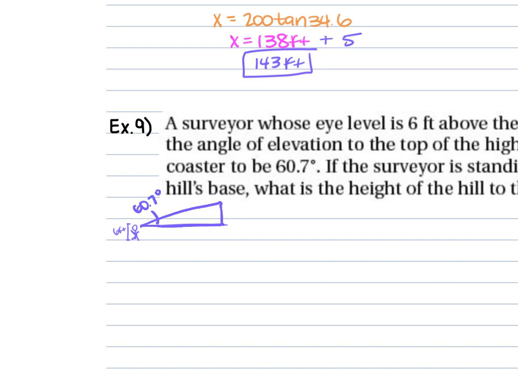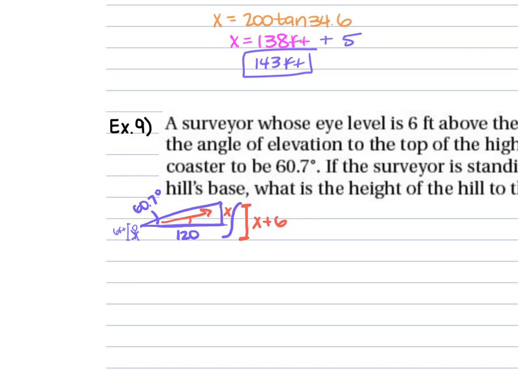If the surveyor is standing 120 feet, so this is here, from the roller coaster, so this is the top of the roller coaster. What is the height of the hill to the nearest foot? Okay, so, really not roller coaster, it's a hill, I'm sorry. I'm looking at a picture and doing this at the same time, or reading it and drawing your picture at the same time. So, we're looking for the total distance between the ground and the height of the hill. So this is going to be x plus this 6. So we are finding x.